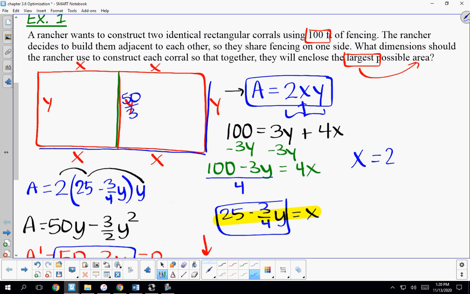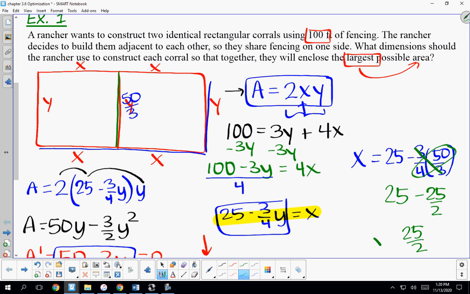So x is going to equal 25 minus 3/4 times 50 over 3, and that will give me the dimensions of the x value. So those cancel, and we have 25 minus, if I simplify the resulting fraction, I get 25 over 2. So if I take 25 and I subtract half of it, I'm still left with 25 over 2. And so you would write in a sentence, the dimensions of the corral are going to be 25 over 2 by 50 over 3 feet.